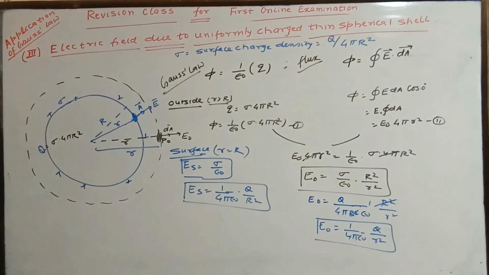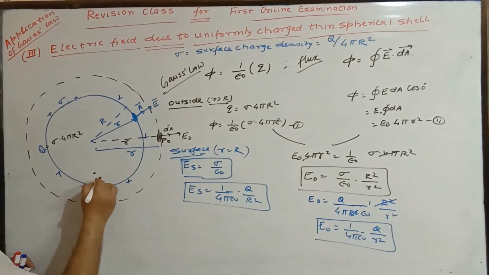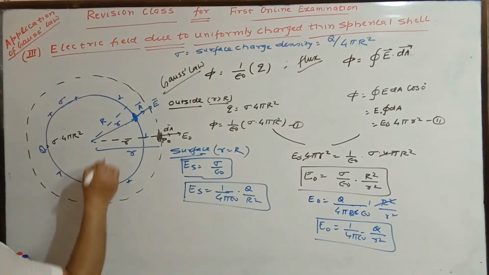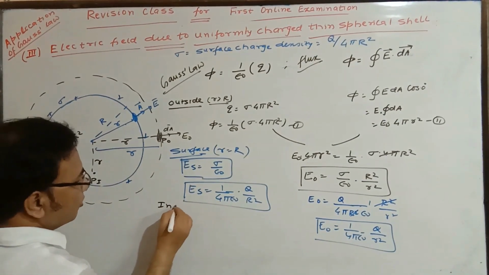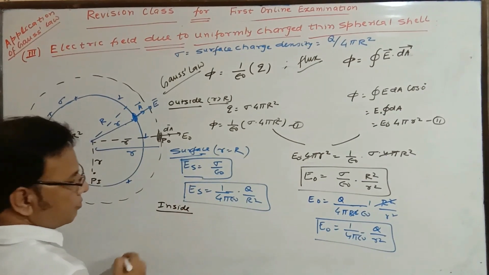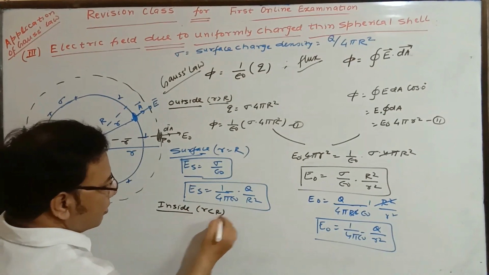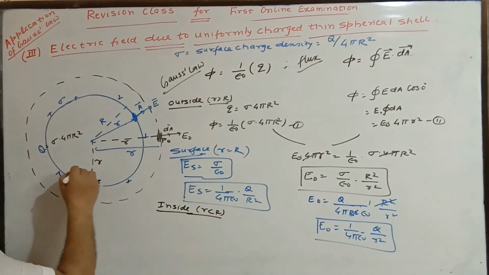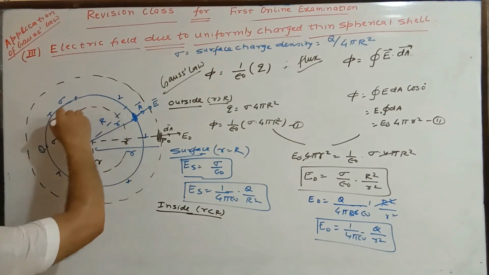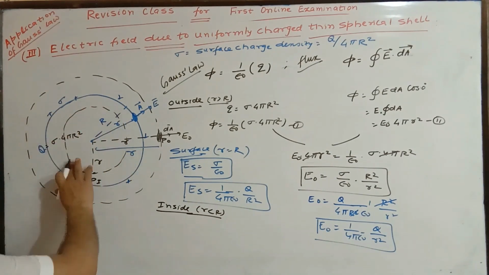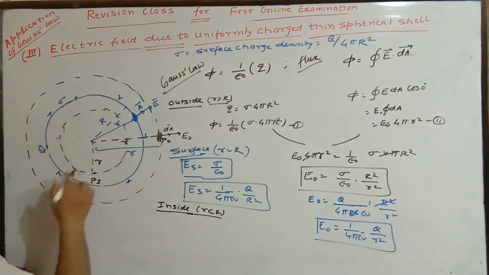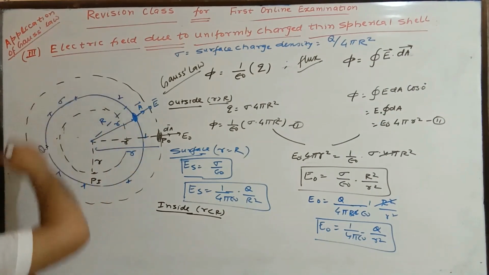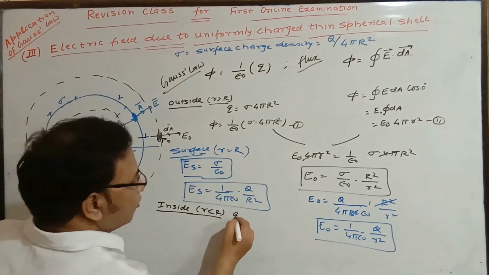Now if you are going to find the electric field inside, suppose the inside point is somewhere here, at a distance small r. Inside, the electric field is for r less than capital R. How will you find it? Here you just make one Gaussian sphere. What is the amount of charge enclosed in this Gaussian sphere? The amount of charge enclosed is 0, because all the charges are outside. So the charge enclosed is 0.